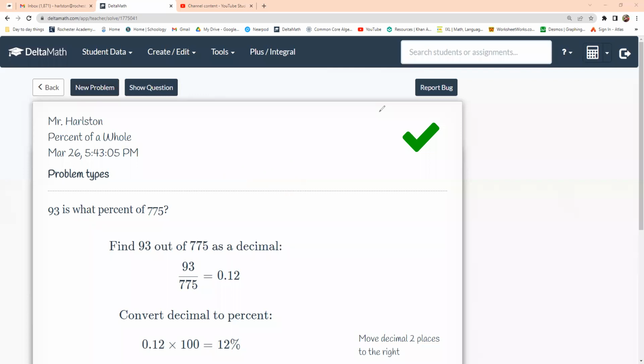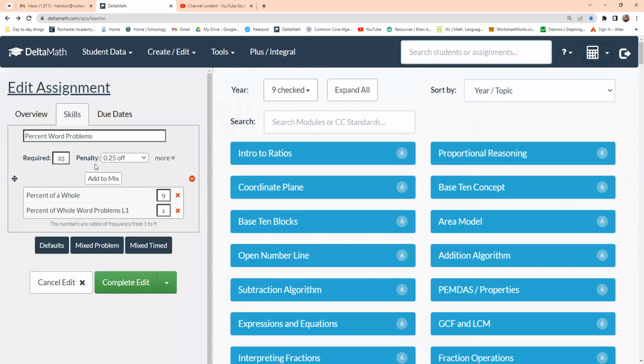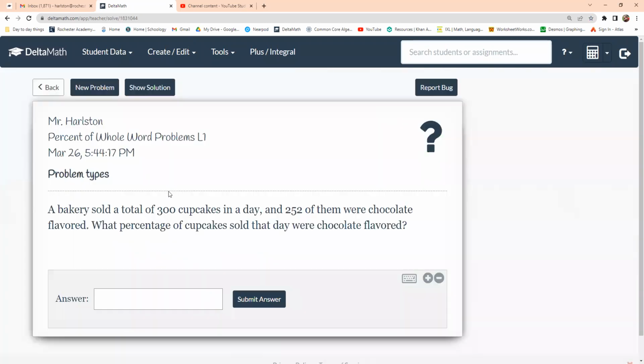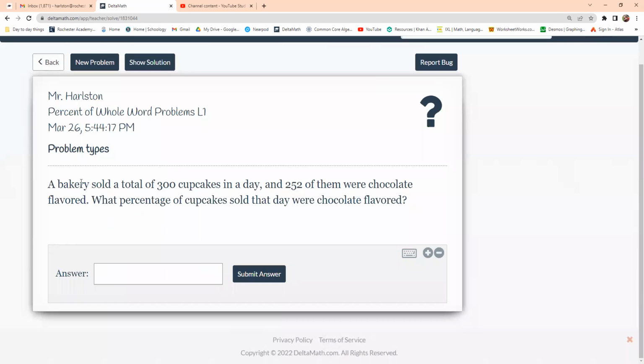Yep, and now I'm done with these. I'm going to go back and look at some actual word problems. So I'm going to do a couple of word problems. This one says a bakery sold a total of 300 cupcakes in one day, and 252 of them were chocolate flavored. What percentage of the cupcakes sold that day were chocolate flavored?